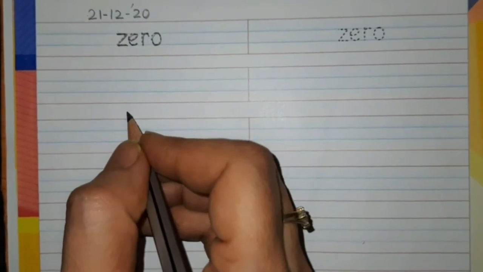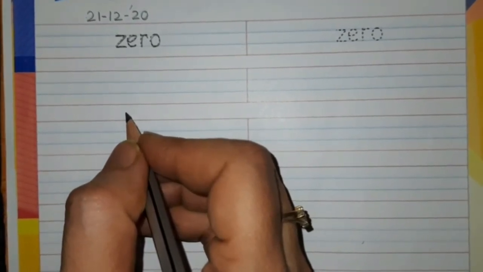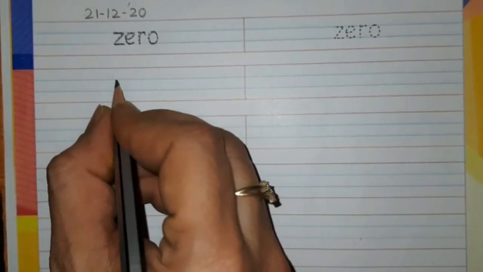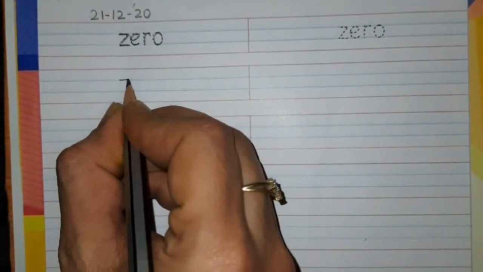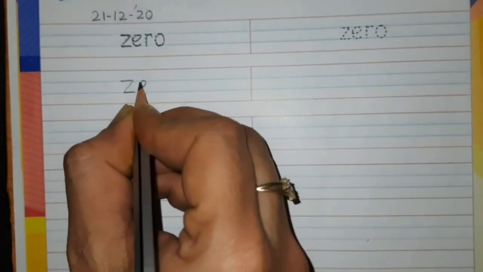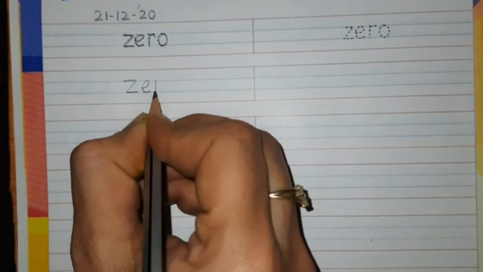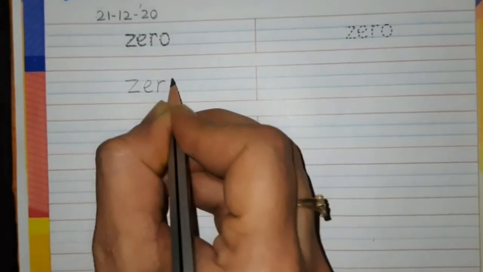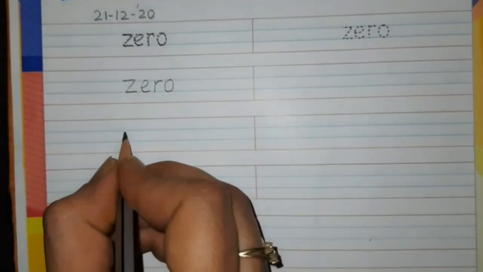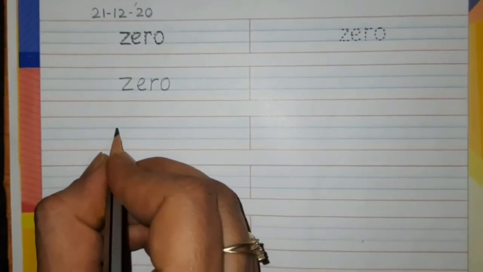Children, while writing, you will speak the spelling and then write. Speak with me. Z, E, R, O, 0. Again we will write in the blue lines.